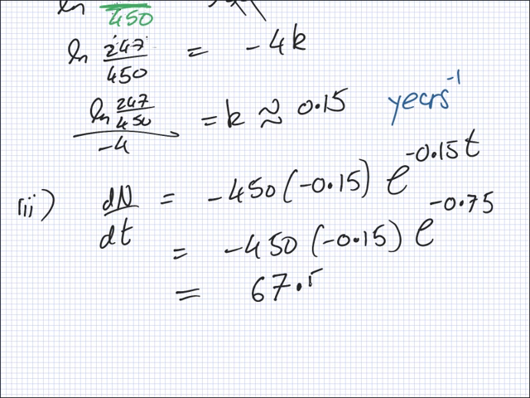Three significant figures? No, it's just exact. Yeah, exactly. Nice. Right. What's the units here for dN/dt? Birds per year. It's birds over time.